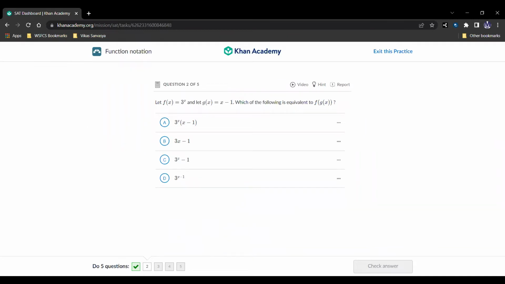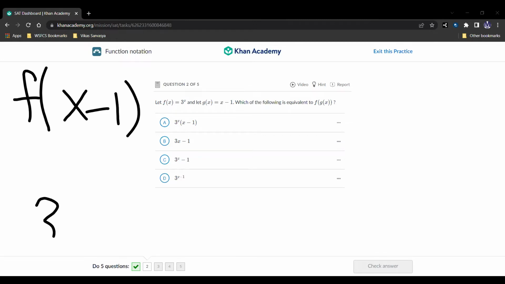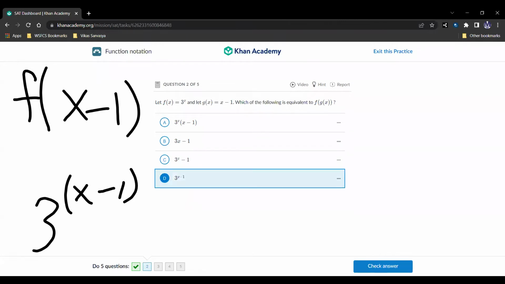All right, so we're told let f of x equal 3 to the x and g of x equal x minus 1, which of the following is equivalent to f of g of x. Well, g of x is x minus 1, so we're just looking at f of x minus 1, which is going to be 3 to the x minus 1 in the exponent, not 3 to the x and then minus 1. That's going to be answer choice D, not answer choice C.